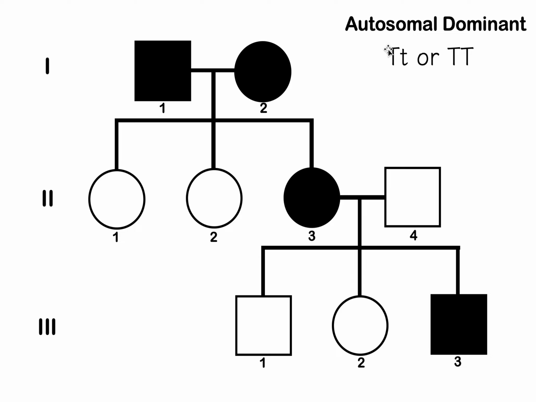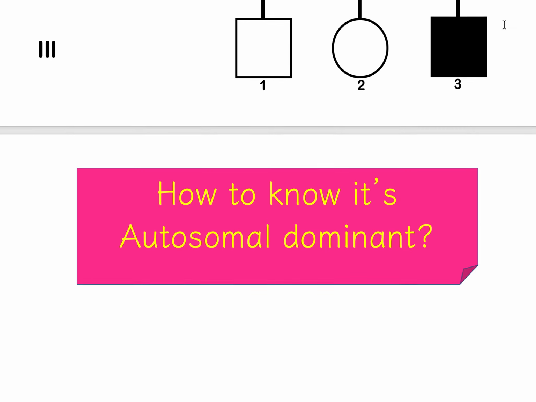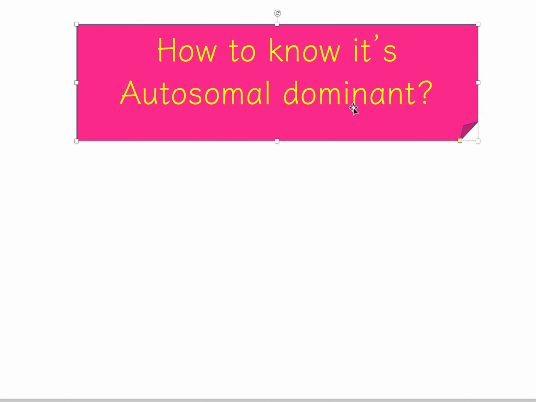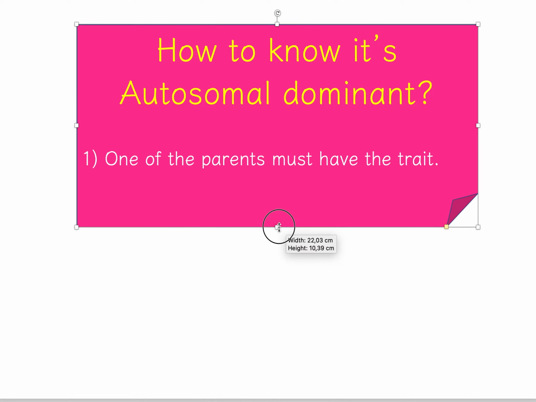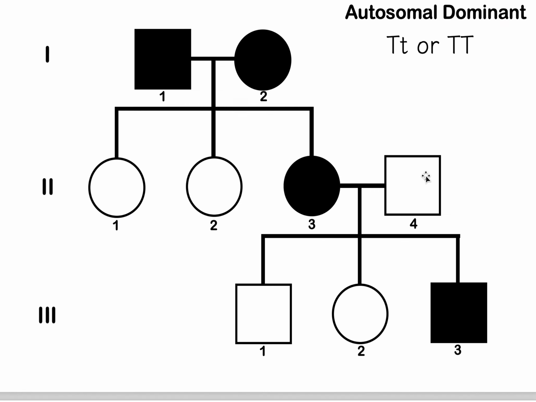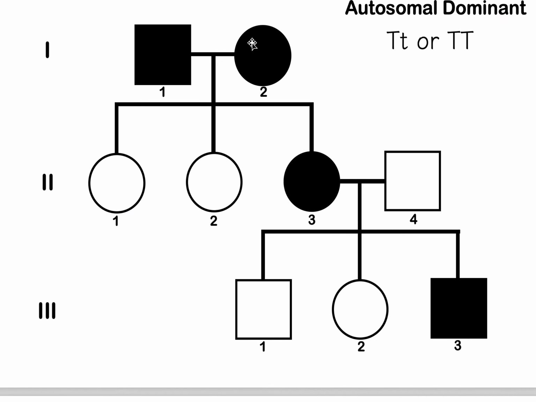So what is special about a pedigree chart of an autosomal dominant inheritance? Okay, let me say. Thing 1 is this. How do we know it's autosomal dominant? We'll take it one by one. There are 3 ways you can know. One of the parents must have the trait. Okay, so we can see here, both the parents have the trait and one of the kids has it. So this is one clue to know it's autosomal dominant.